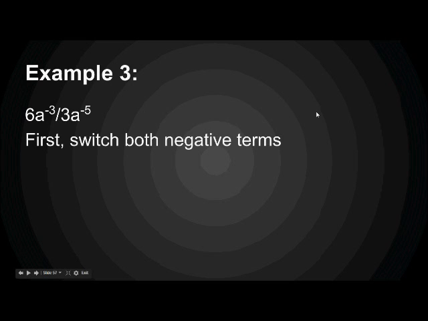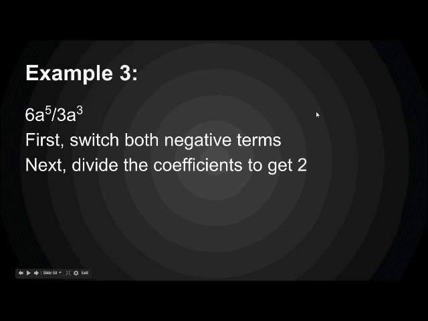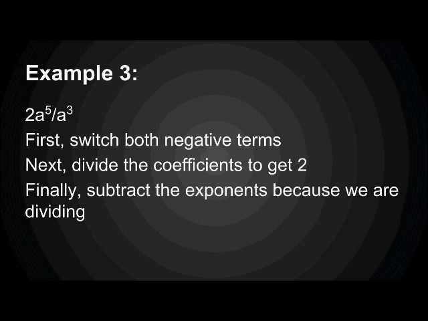Example 3. 6a to the negative 3rd divided by 3a to the negative 5th. First you'll switch both the negative terms, because they're both negative. Next you'll divide the coefficients, and you'll get 2 as your answer. Finally subtract the exponents, because we're dividing, and the answer is 2a squared.